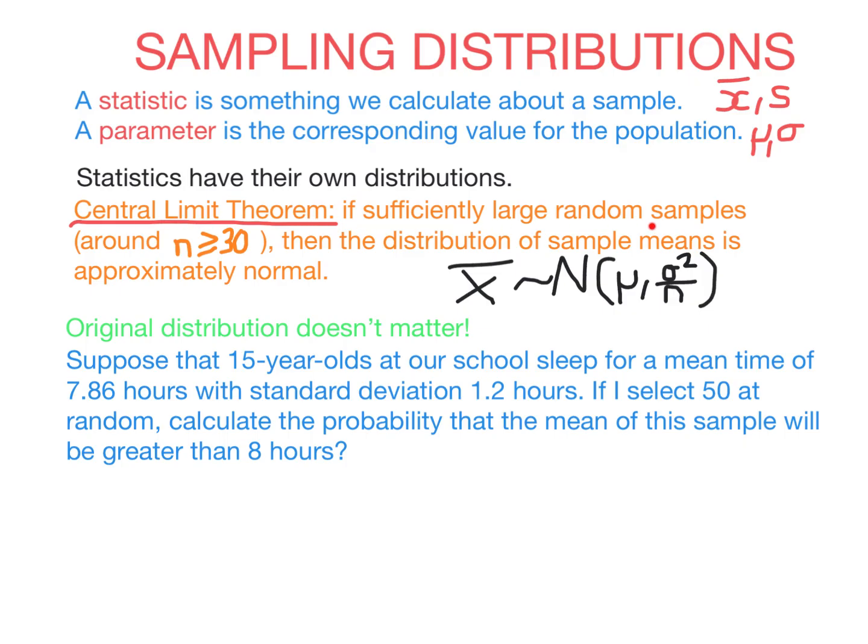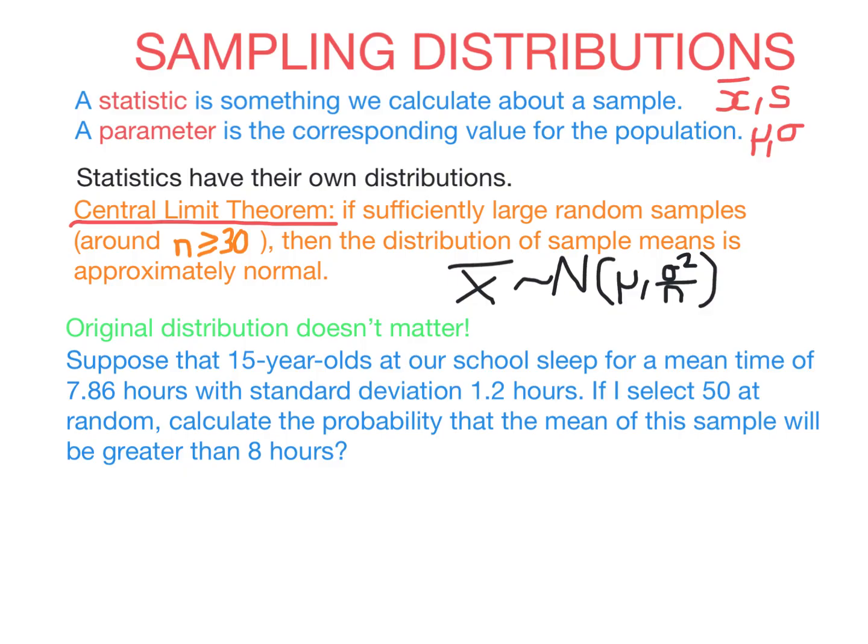If you have sufficiently large random samples, usually that means n is greater than or equal to 30, then the distribution of sample means is approximately normal. Remember, n is the sample size, the number of observations in your sample. So if you have a sample size greater than or equal to 30, then the sample mean has its own distribution that happens to be normal. The mean of that distribution is mu, the population mean, and the variance of that distribution is sigma squared on n.